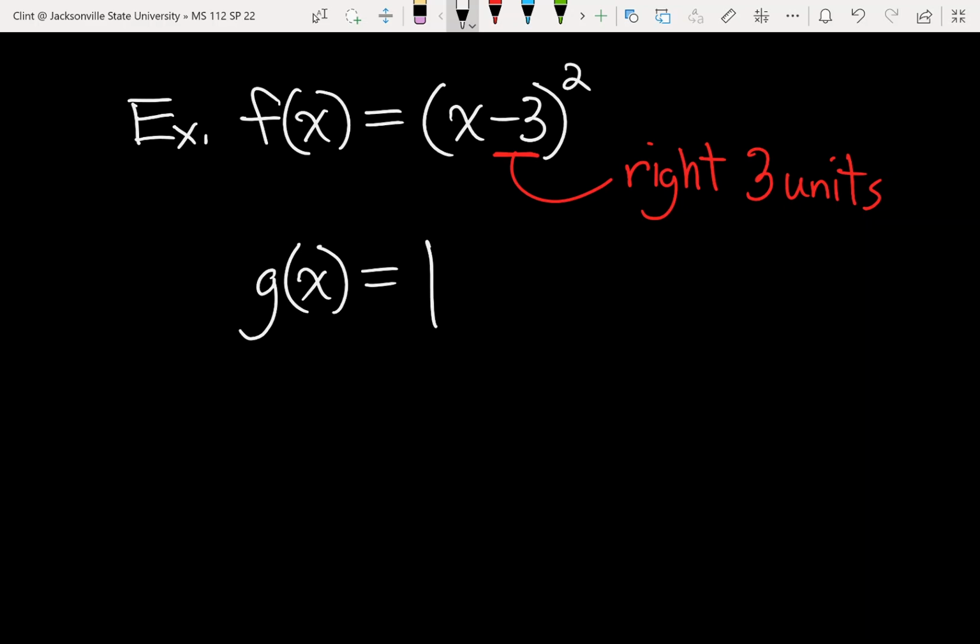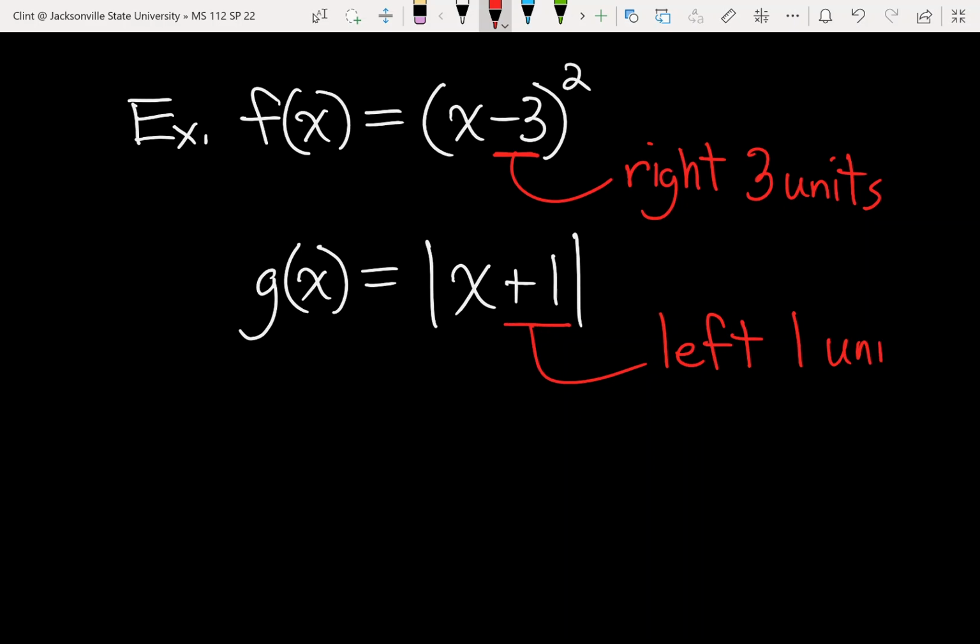If we have something like absolute value, then it would be inside the absolute value with the x. It would be a horizontal shift. But this one, since it's positive 1, we would go to the left 1 unit. So what I'm saying is, if we start with absolute value, then when we add 1, we're going to the left 1 unit. I kind of made that look diagonal.